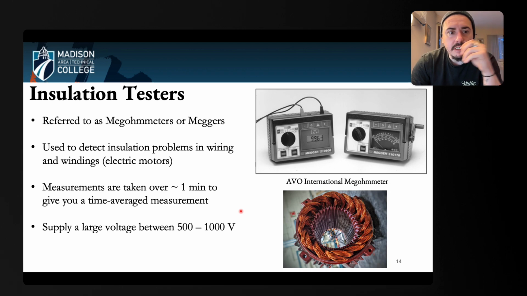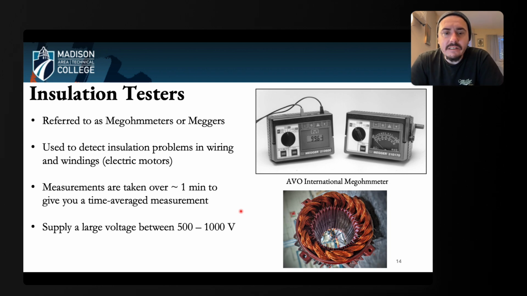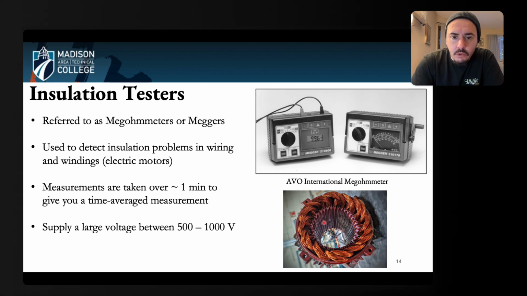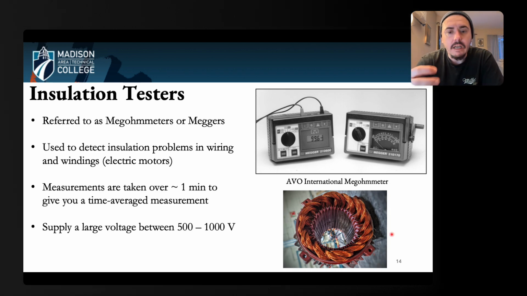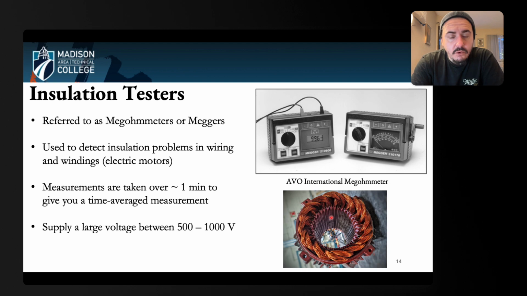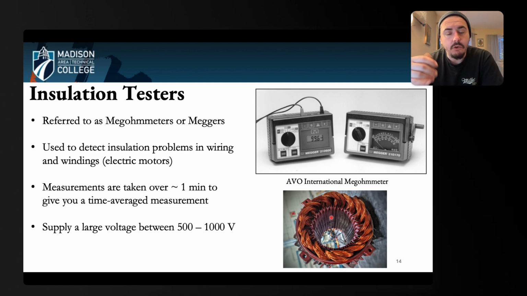Another thing that we're going to look at is insulation testers. These are referred to as megohmmeters or just meggers, and they're used to detect insulation problems in wirings and windings. Here's an electric motor, and an electric motor works by winding all these copper cables together and putting them in an array. Combine that with some sort of magnetic component, and basically that's how an electric motor works.